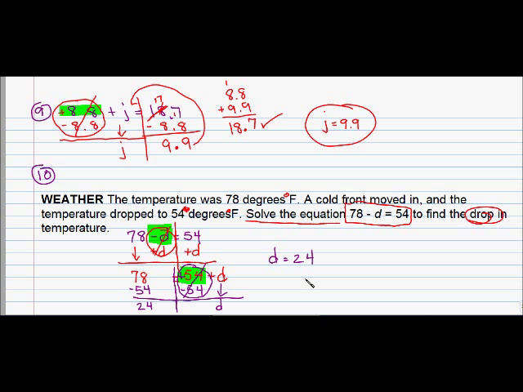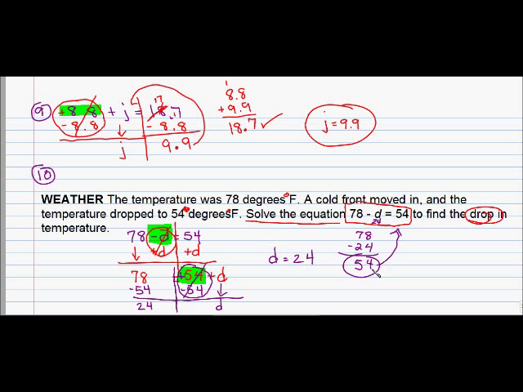Let's not get ahead of ourselves. I'm going to plug it back into the original problem, 24. Does 78 minus 24, yes, 78 minus 24. 8 minus 4 is 4, and 7 minus 2 is 5. It matches the degrees it dropped to.